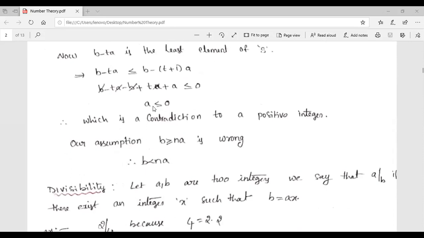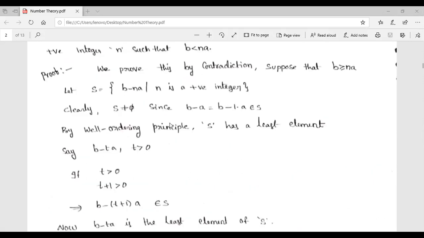So from this we say that our assumption b greater than or equal to na is wrong. So from this we write b less than na. So b greater than or equal to na is a wrong statement. Then from that we write b less than na. Okay, this is the proof of the given statement.